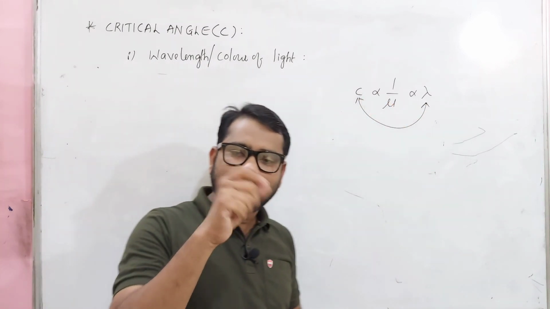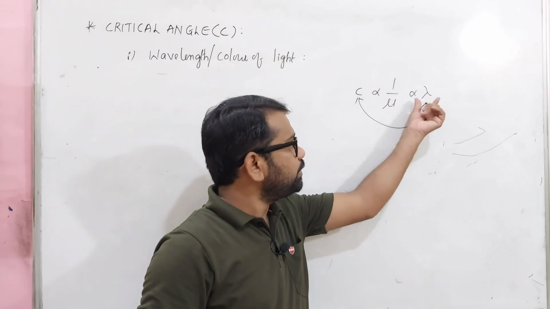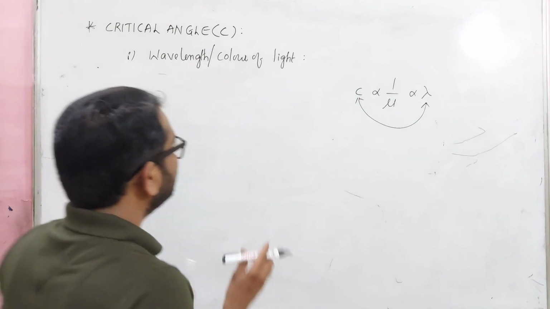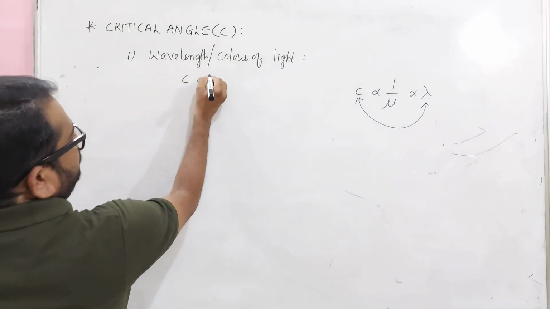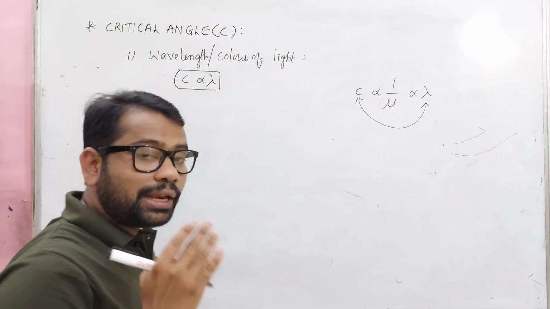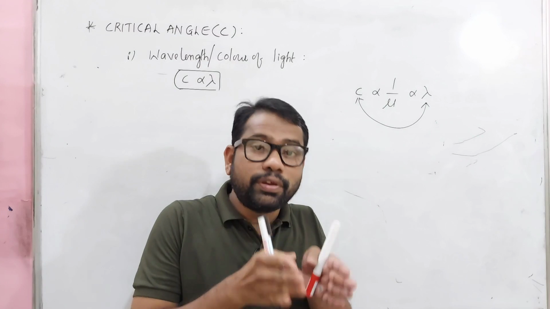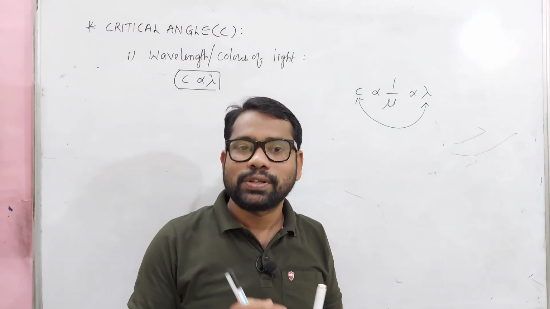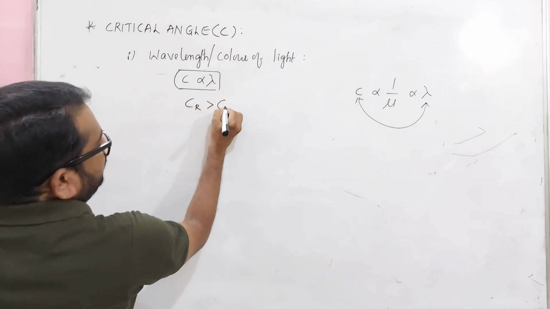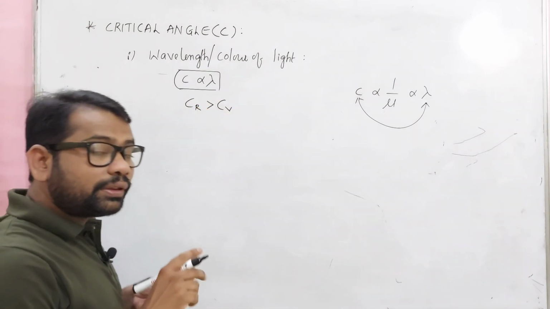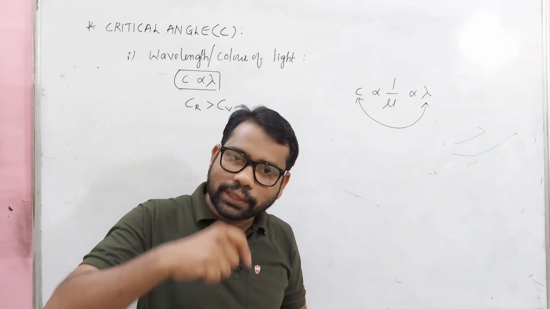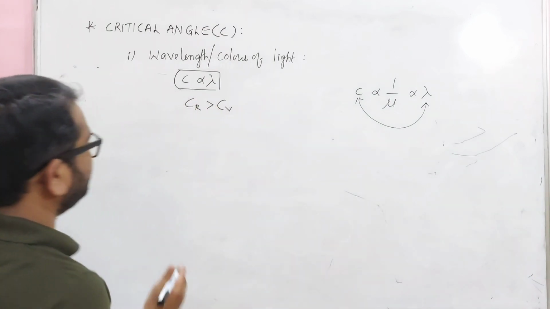For a given pair of two mediums, dear children, more the wavelength, more the critical angle. Less the wavelength, less the critical angle. So critical angle is directly proportional to the wavelength. That's why the critical angle for red color is greater than that for violet color. For red color the wavelength is more, so the critical angle is more. For violet color the wavelength is less, so the critical angle is less. This is the first point.